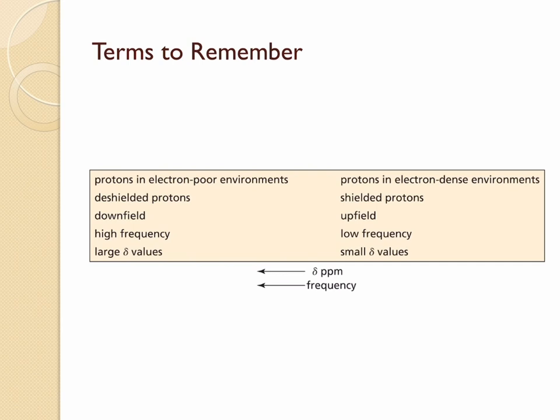So here is a summary of all that we have talked about in this video and in the videos before. Protons that are in electron-poor environments are said to be deshielded, and therefore they are going to appear in the downfield region of the NMR spectrum, and they are going to take more energy to come into resonance, and therefore they are going to have larger delta values. Whereas protons that are in electron-rich or electron-dense environments are said to be shielded, and therefore they are going to appear in the upfield region of the NMR spectrum, and they only require very low energy or low frequency to come into resonance, and they are going to have smaller delta values.